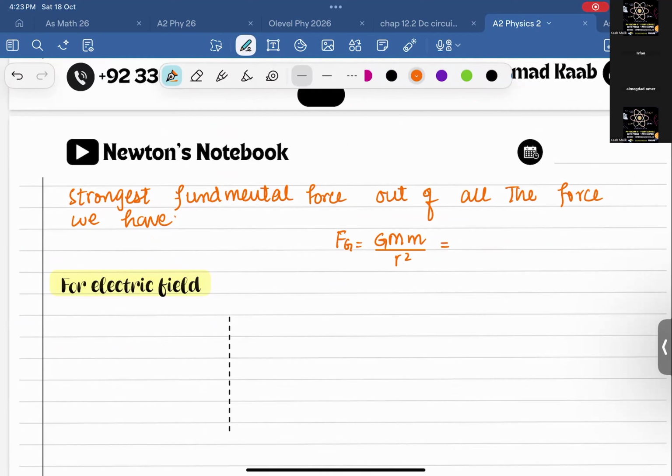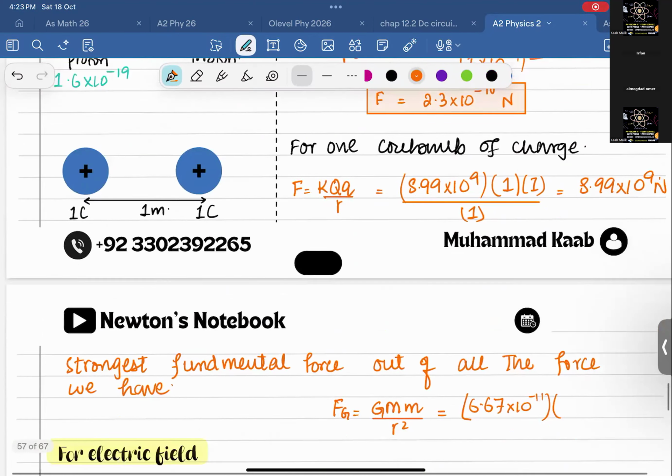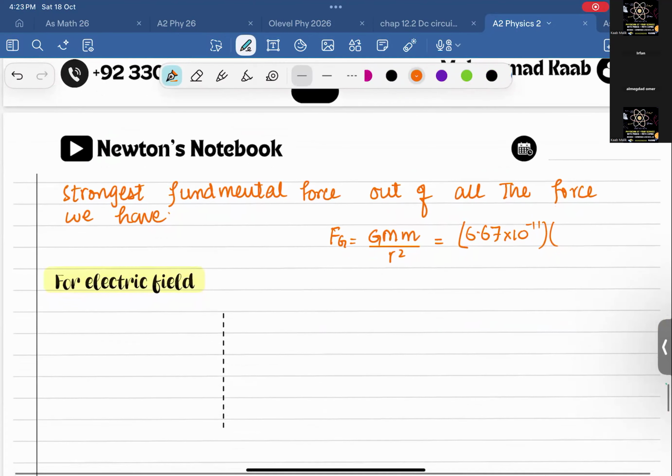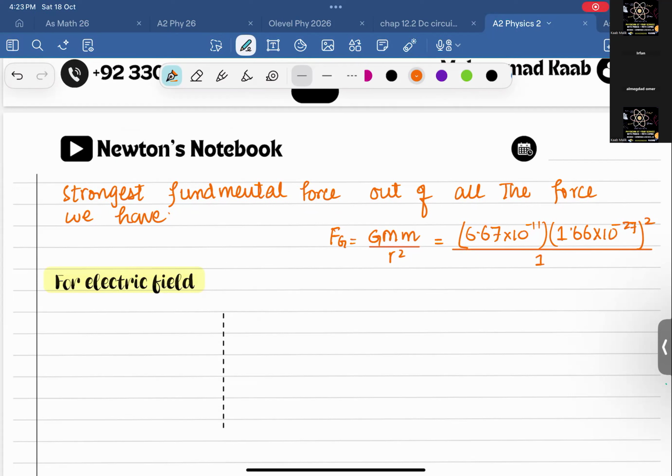And G is 6.67 exponent negative 11, right? And if we consider the two protons having the mass of 1.66 exponent negative 27, and since we have two of them, divided by the radius as 1 exponent negative 9, and you have to square it, right? So can you tell me the value for the gravitational force, please?